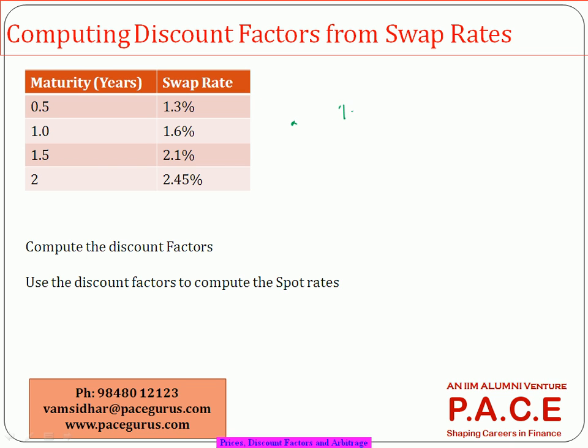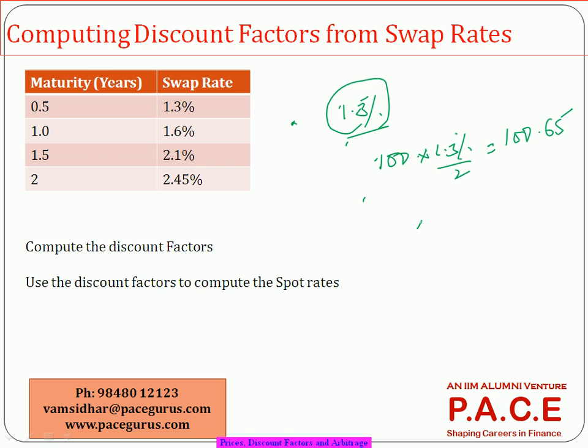Typically, let's say we are talking of the first instance, 1.3%, right? What is it that a fixed rate payer will pay every time? He'll pay 1.3%. So if I assume that the face value is 100, he will pay at the rate of 1.3% per 1 year, which means for 6 months he will pay 0.65%. So overall he is going to pay how much? 100.65. That is what a fixed rate payer is going to pay after 6 months.